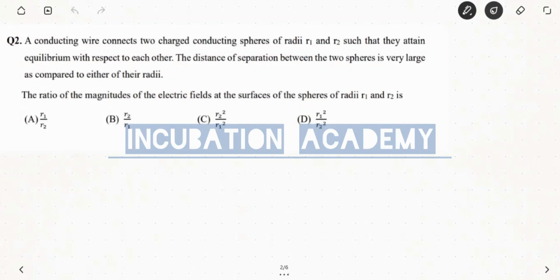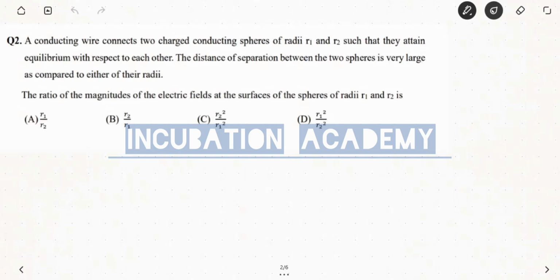Welcome everyone. The question shown on the screen is from the CBSE sample paper 2025, question number 2. It is from electric potential. A conducting wire connects two charged conducting spheres of radii R1 and R2 such that they attain equilibrium with respect to each other. Here, attaining equilibrium with respect to each other, what does it mean?